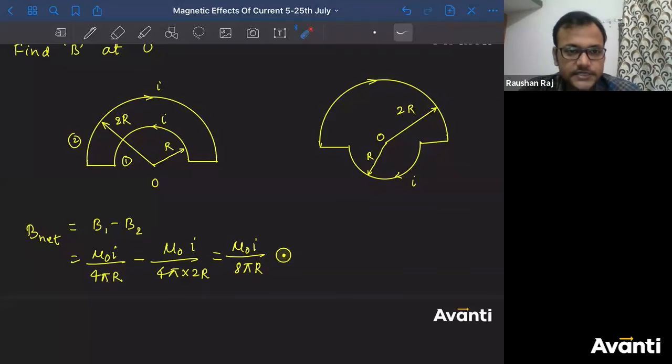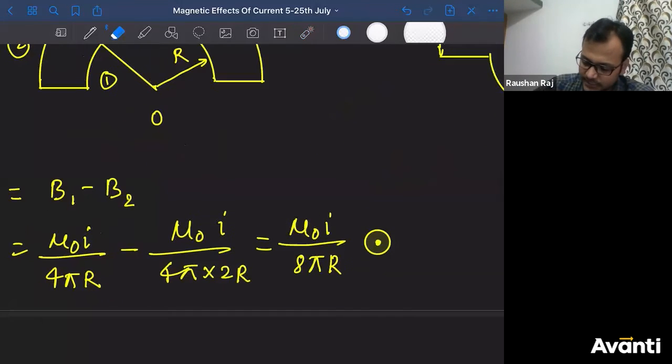So I've got some answers here. No, pi will not be there. I think I have committed a mistake here. Pi will not be there. In terms of a circle, pi will not be there. Sorry, it's my bad. Here pi will not be there.